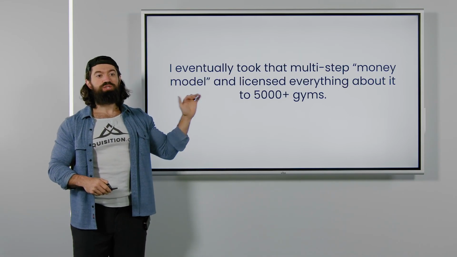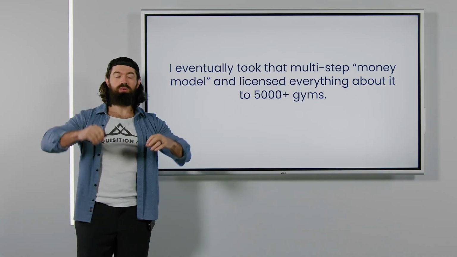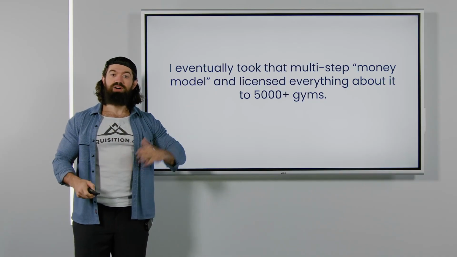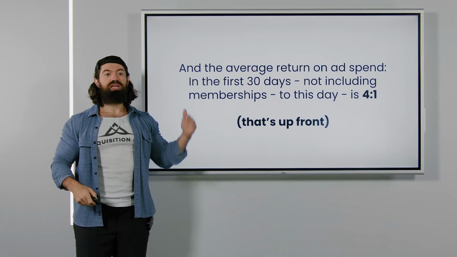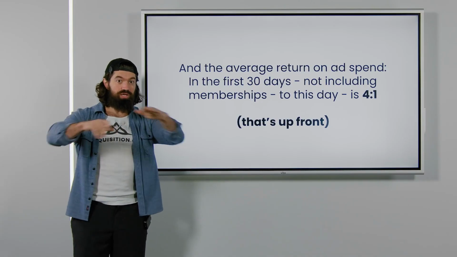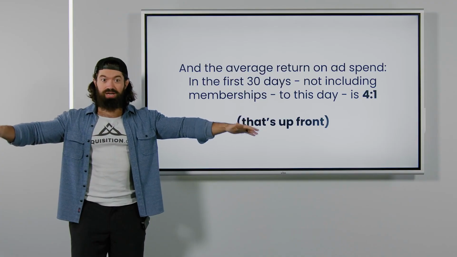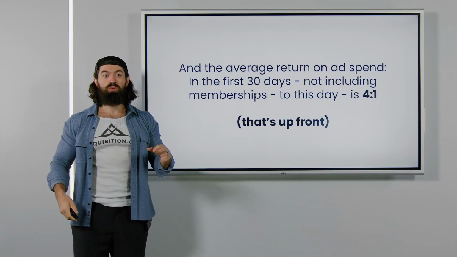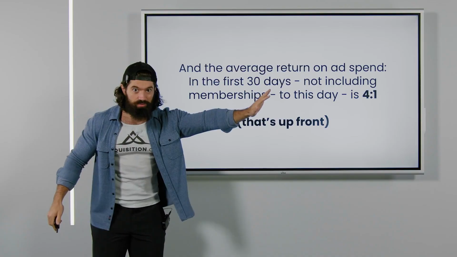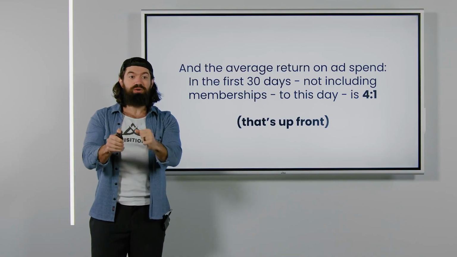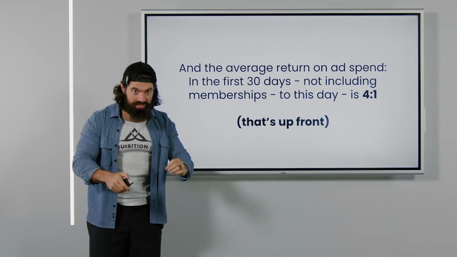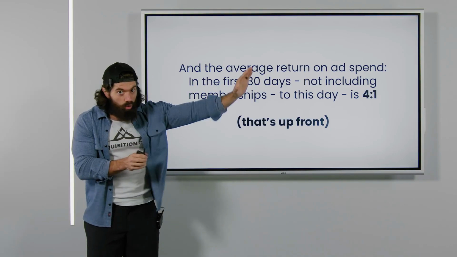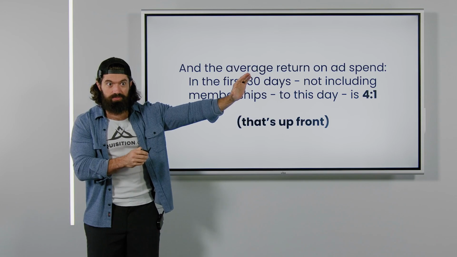All right. So I eventually took that multi-step money model and licensed everything about it to 5,000 plus locations. And that's what became Gym Launch. And the average return on ad spend in the first 30 days across all those gyms, not including memberships, to this day is 4 to 1. And that's upfront. That doesn't include membership. So that's not a true LTV to CAC ratio. I'm saying that's the upfront cash they collect in the first 30 days from customers. They still have the whole membership on the back.